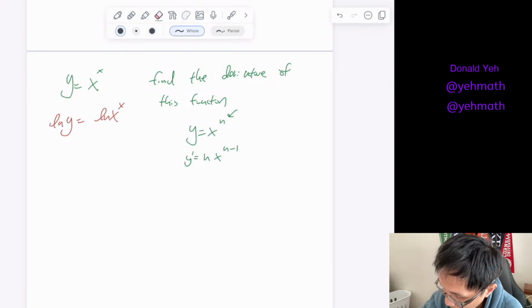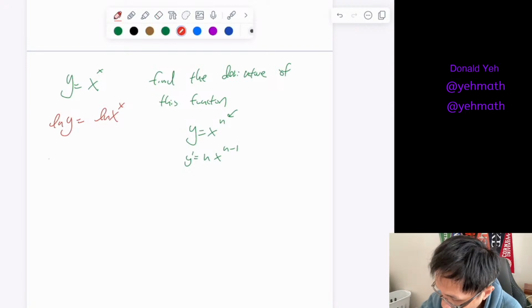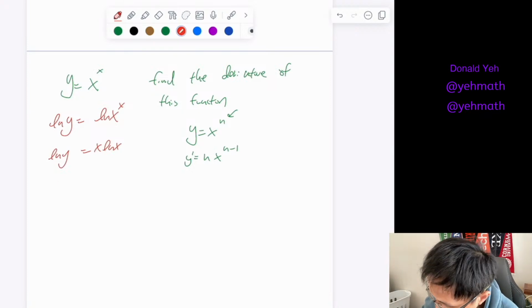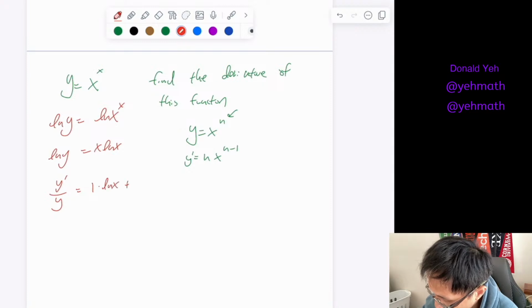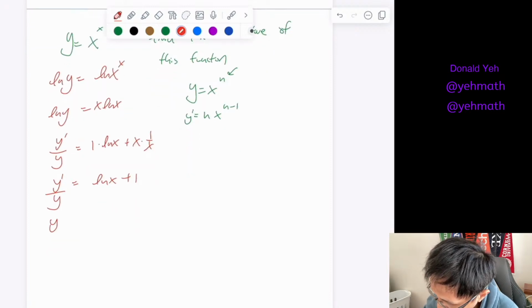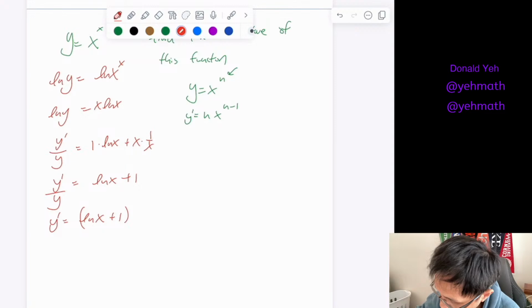you can have natural log of y equal to x ln of x. Now we can take a derivative. It's going to be y prime over y equal to, the derivative here is a product rule, so 1 times ln of x plus x times 1 over x. So y prime over y equals ln of x plus 1, and y prime equals ln of x plus 1 times y, and we know y is x to the x power.